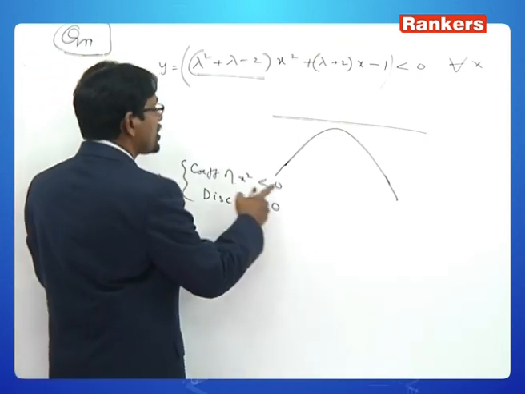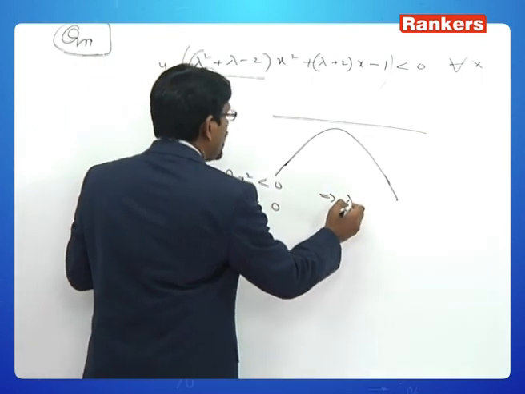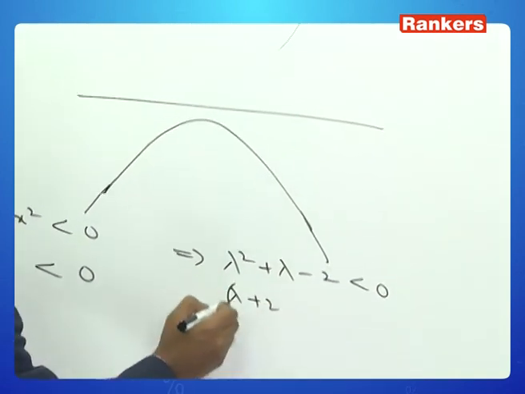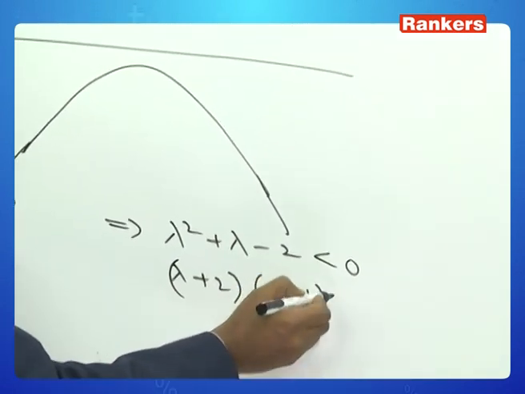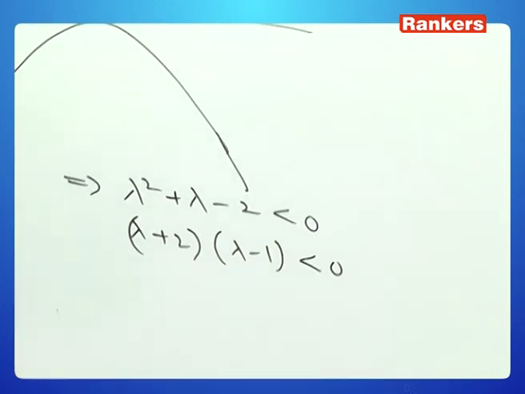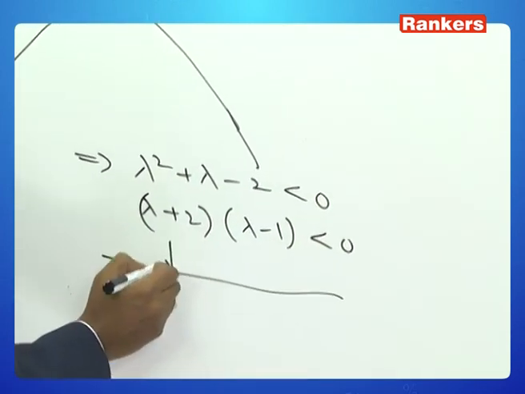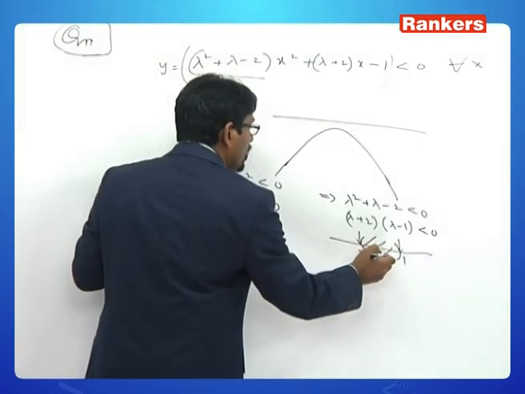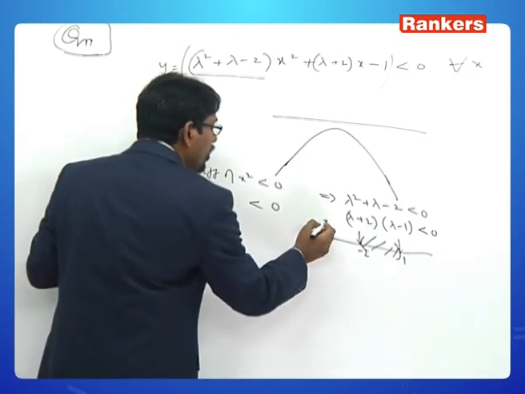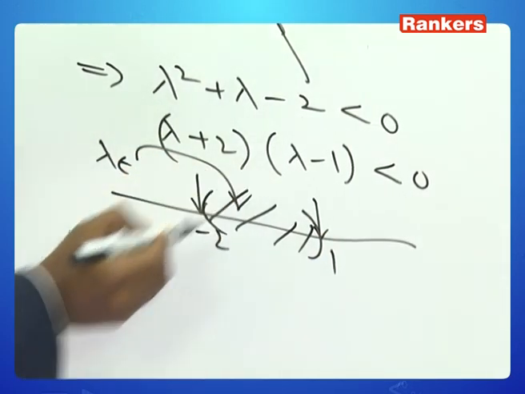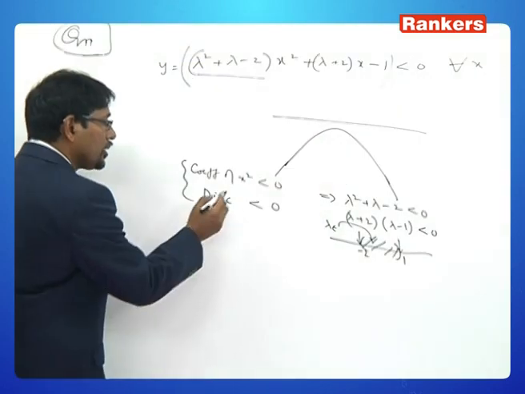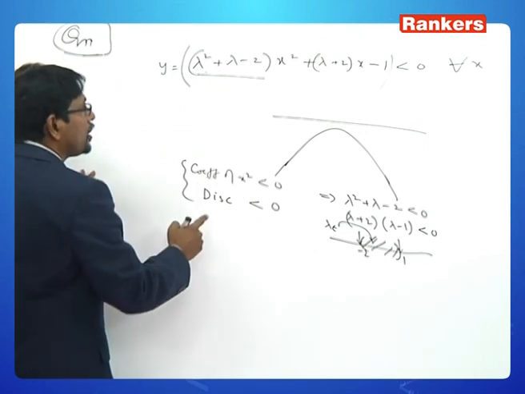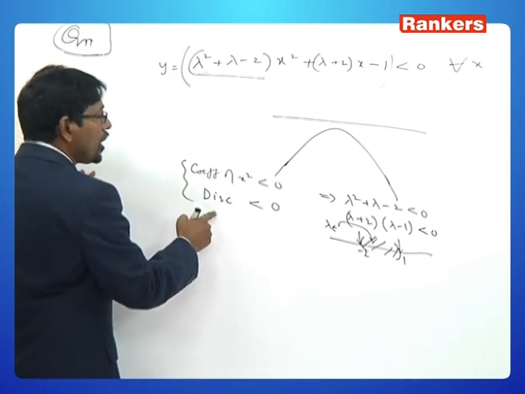Coefficient of x square less than 0. What does it mean? Lambda square plus lambda minus 2 should be less than 0. Factorizing, that gives lambda plus 2 into lambda minus 1 less than 0. Therefore lambda should lie between minus 2 and 1. Lambda should belong to the interval minus 2 to 1. That is from the coefficient of x square being negative. Now what about the discriminant? The discriminant also has to be negative.